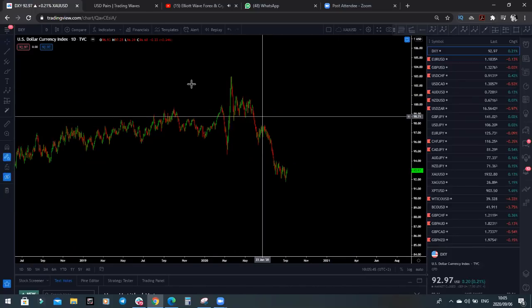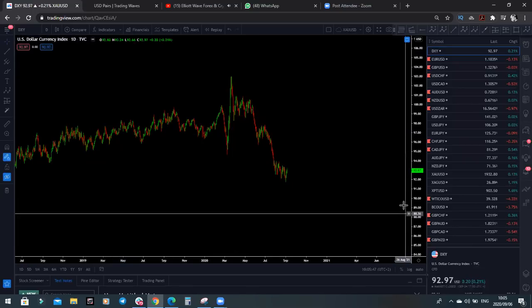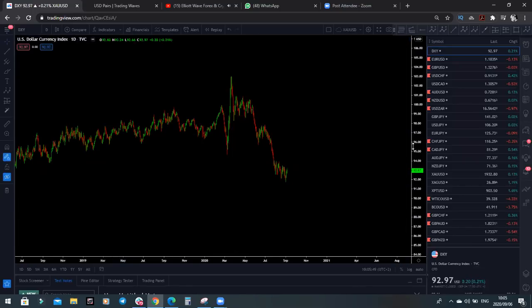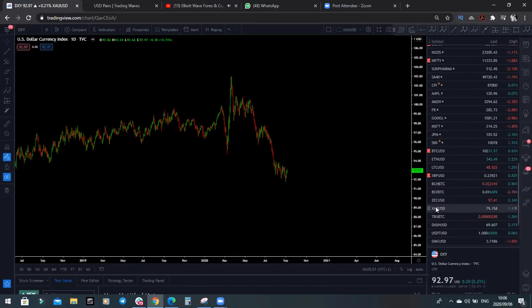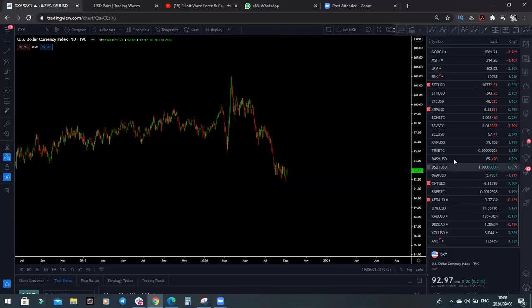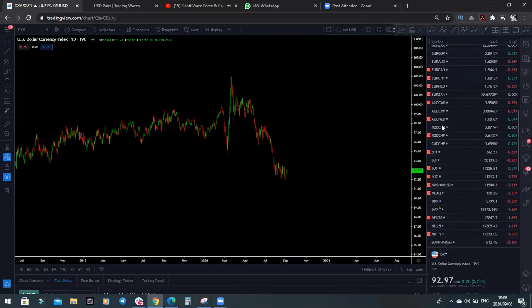But before we start with the DXY, understand that some people do not necessarily understand how wave analysis works, and you get confused when you look at the charts. That is because you do not know what you are looking for. If you knew what you were looking for, it does not matter how complex the chart looks, you will always see the waves in the chart. So let me give you an example.